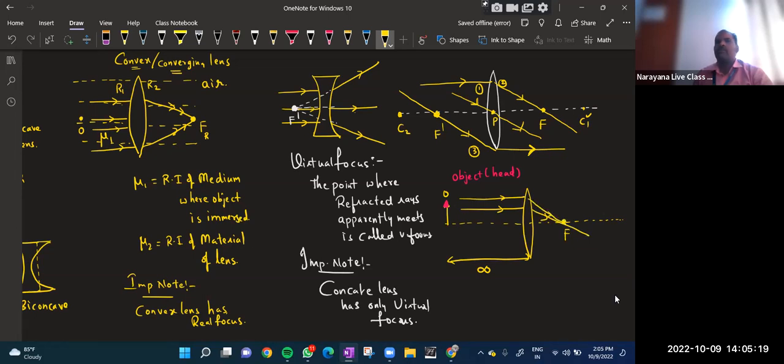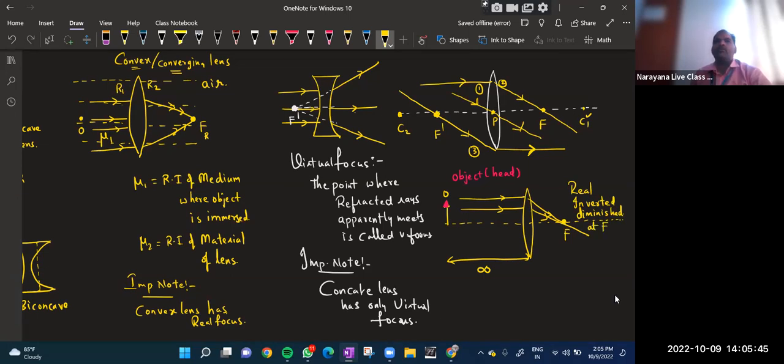What is the nature of the image? The refracted light rays are really meeting, no? Yes or no? So, a real image will form. All real images are inverted images. And it is diminished, highly diminished, point size. Highly diminished, where it is formed at the real focus.